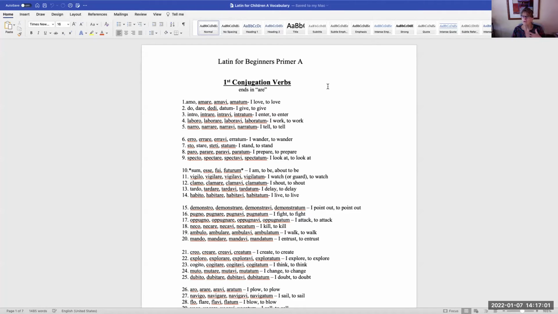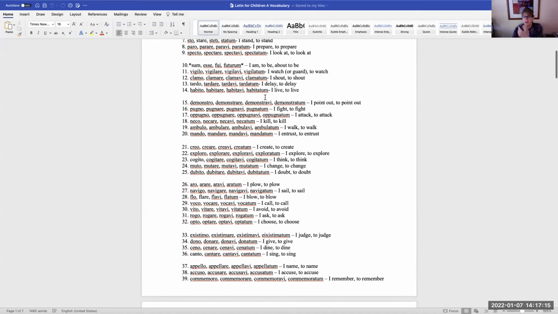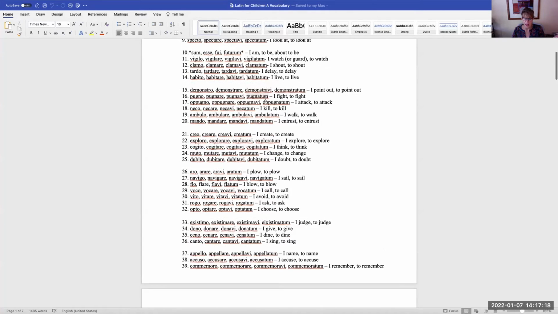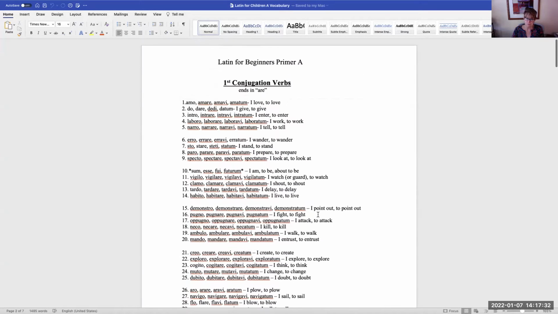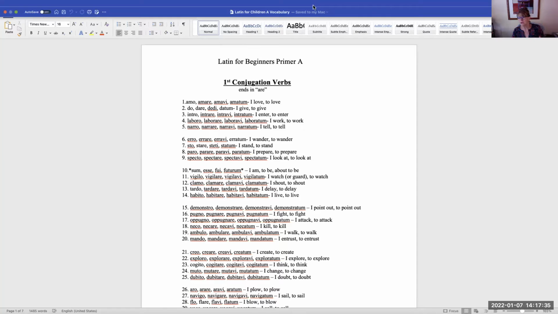I typed up for my classes all the verbs so they would know on a list what they are. And as you can see on this page, it says first conjugation verbs ending in ARE. We have 39. So you will be conjugating 39 verbs. And then we have the second kind of verb, which ends in long ERE. And there are 20 of those. So a total of 60 verbs you'll be conjugating. And that gives you a good understanding of verbs, I think, and a lot of good vocabulary there too, a lot of good derivatives you can learn.